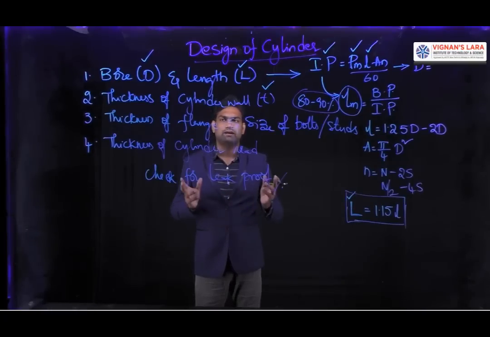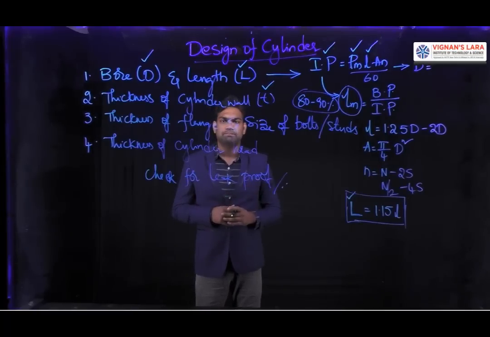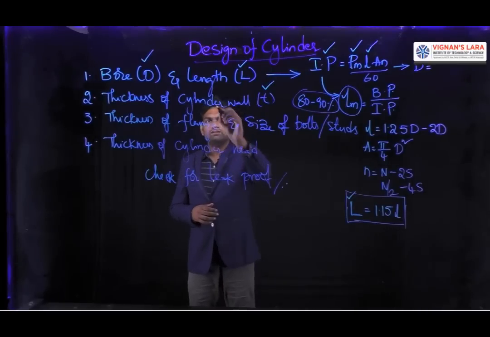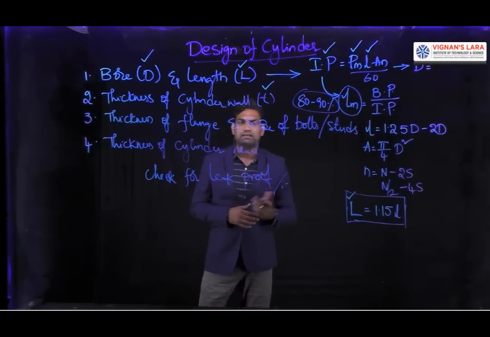So comparing to the circumferential stress due to the maximum gas pressure, the radial stress due to the radial thrust, that is the side thrust of the piston, is very much negligible, so the stress due to the side thrust is neglected. So here the thickness of the cylinder wall is calculated by considering it as a thin cylinder.